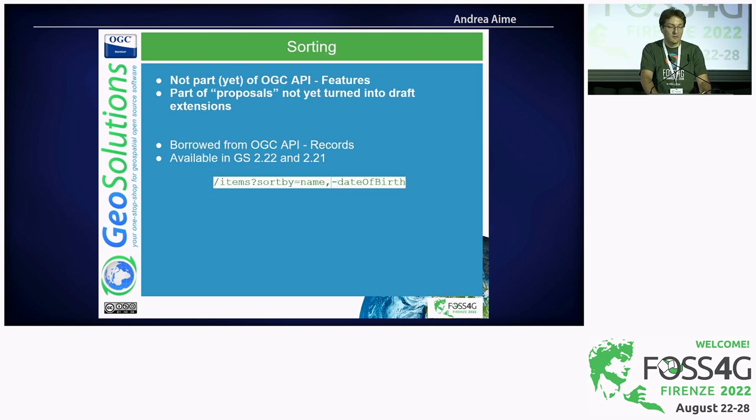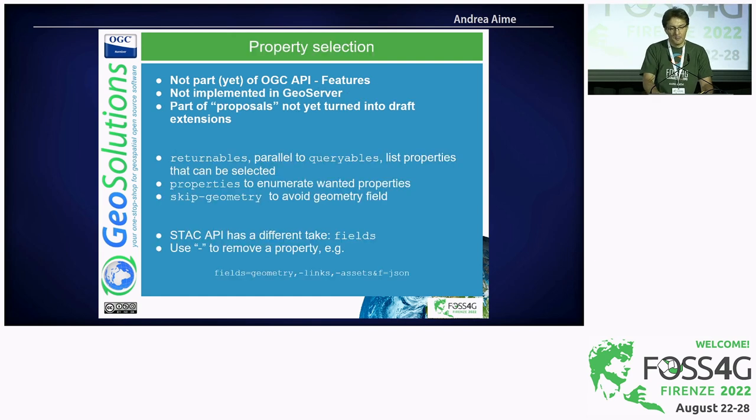Sorting is not part of OGC API Features. It's part of the proposals, which means it has not been allocated to an extension yet. The syntax is coming from OGC API Records, and it's pretty simple. You sort here by name ascending and date of birth descending. Property selection is also not yet part of OGC API Features. It's part of proposals. We are talking here about returnables, which are the properties that you can decide not to include in the output.